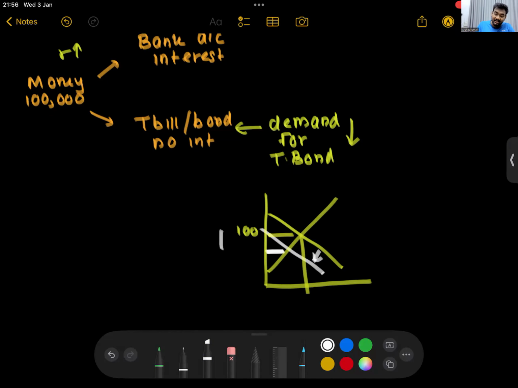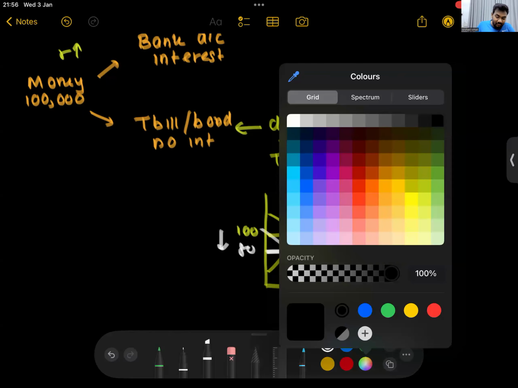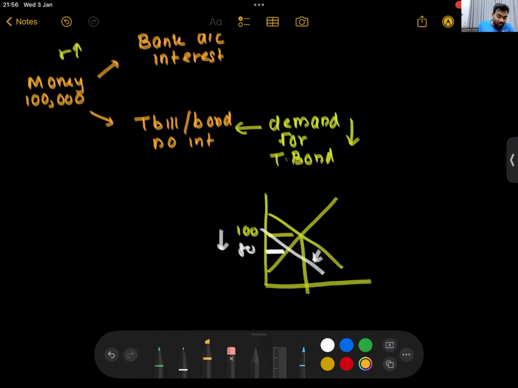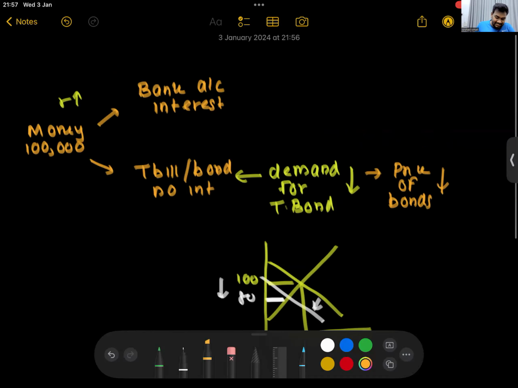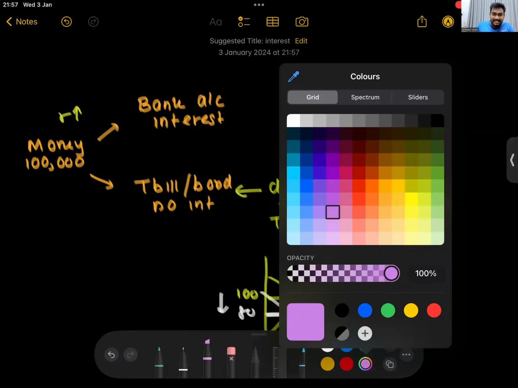It comes down, right? If the demand comes down, if no one likes that product, the price will come down. So when the demand for bonds comes down, the price of bonds comes down. Okay, price of bonds decreases. This is a bit of a finance concept.